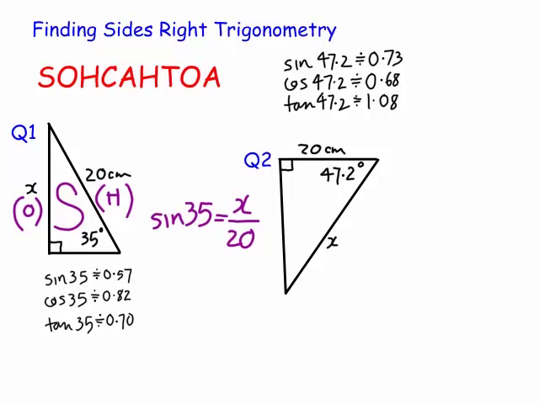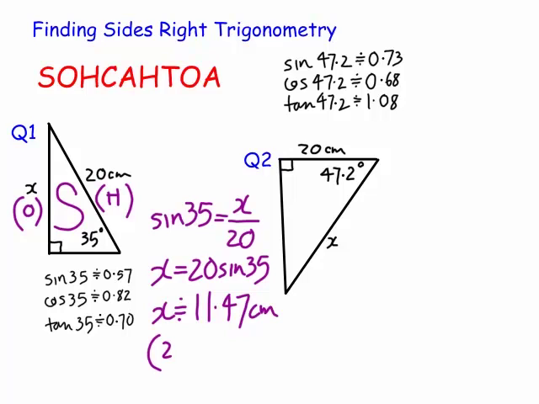We need to isolate the x, so we multiply both sides by 20, and we get x is equal to 20 times the sine of 35 degrees. We can get an approximation for this already. We know that sine 35 is 0.57, and 10 times 0.57 is 5.7, so we double that and get about 11.4. If we do this on the calculator, the answer is approximately 11.47. The units are centimetres, and this is correct to 2 decimal places.